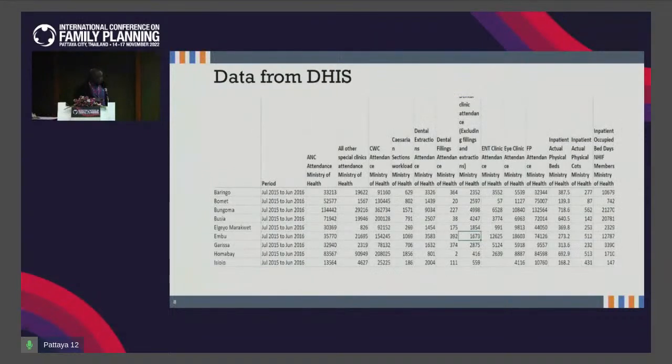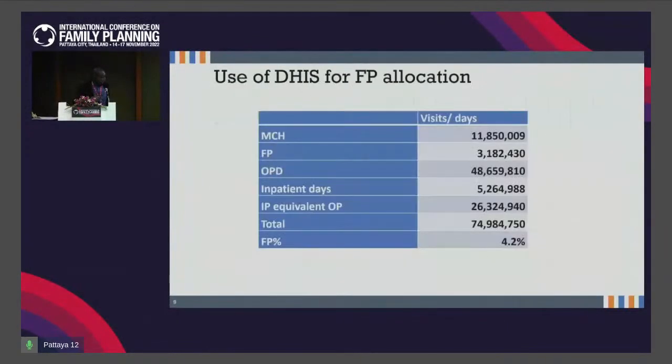And in terms of the allocation, we try to use data on utilization from DHIS. So this is just for one year. And it's very comprehensive. It captures the inpatient, outpatients, and even the different services. The details are there. So we use this data to be able then to calculate the proportion of expenditure, the one that is shared across the different services to family planning.